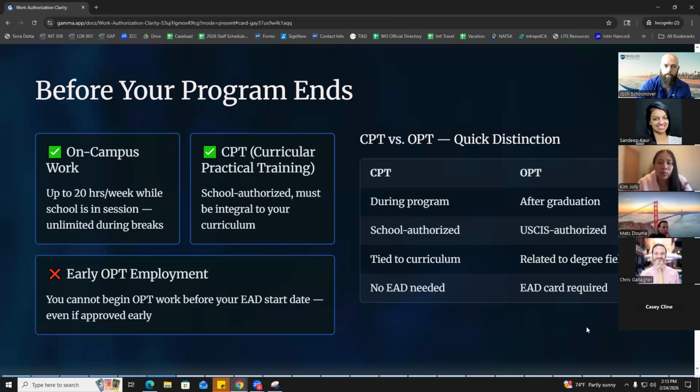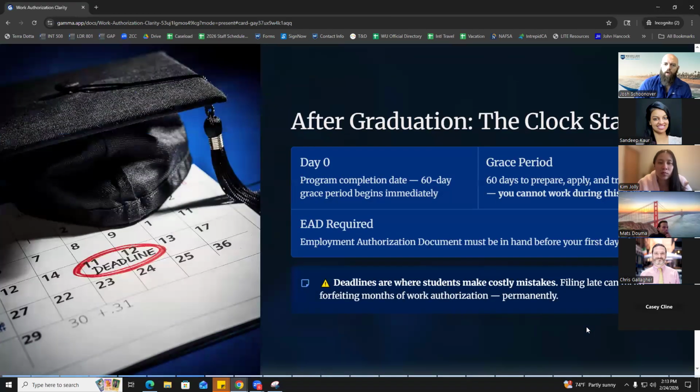All right, we're going to start getting into timelines now. And the next slide is going to talk a bit about as early as you can apply for OPT. But the deadlines are really where I see critical mistakes that seem punitive, honestly. People make very honest mistakes that have very significant consequences on their future plans.